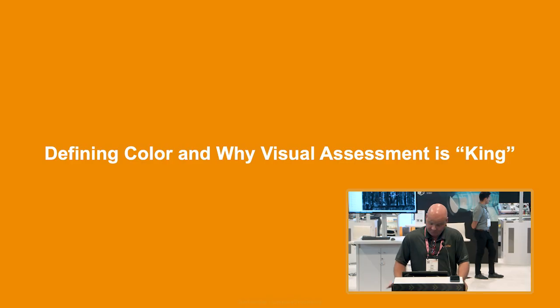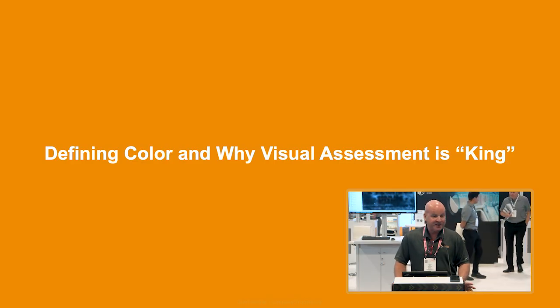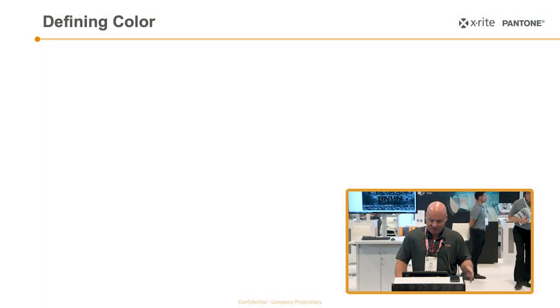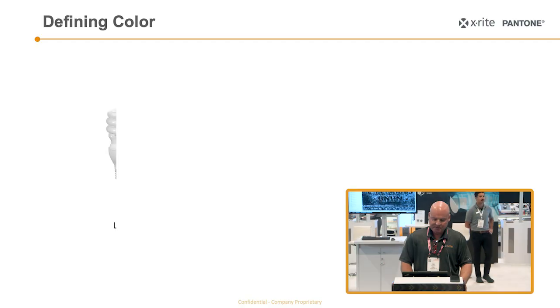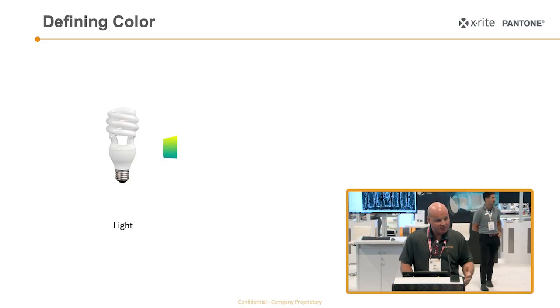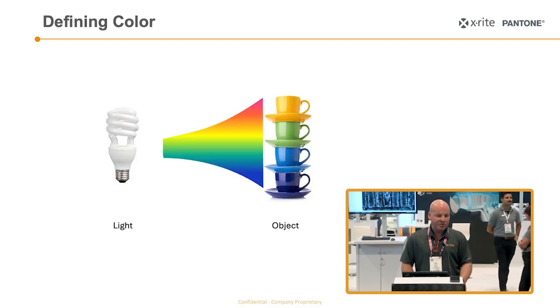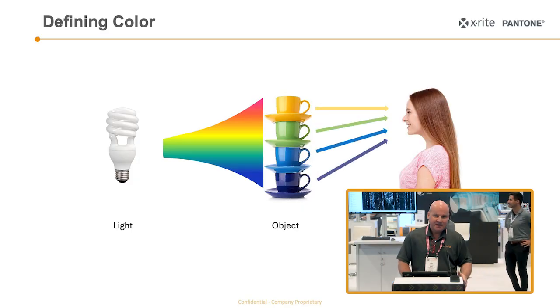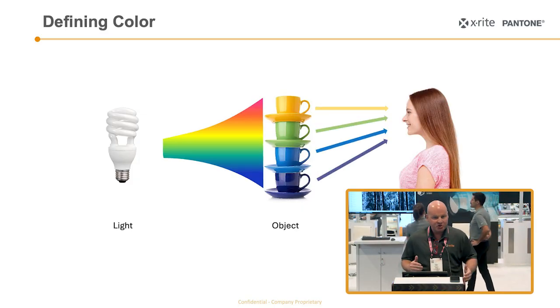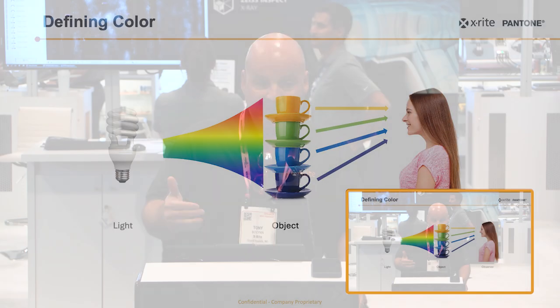Defining color, visual's king. First, in order to see color, you have to have a light that illuminates an object, and then somebody has to see that illumination, okay? If you change any part of this, you're going to change what the object looks like.